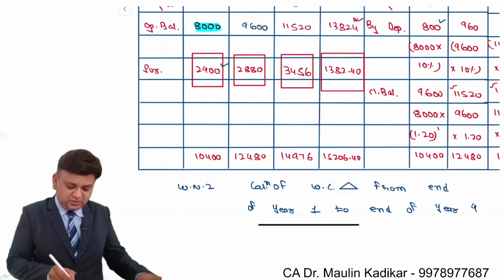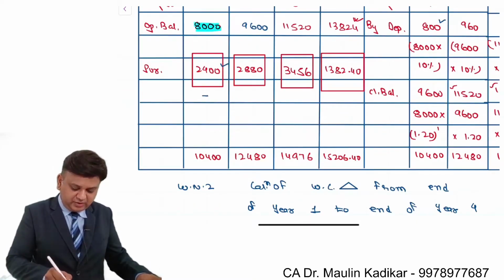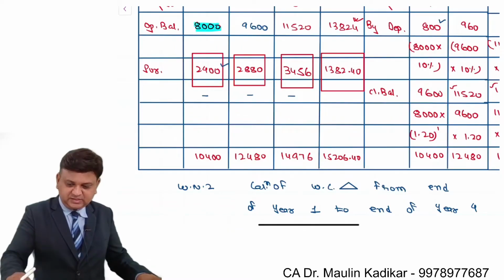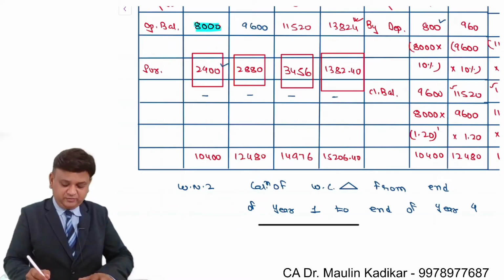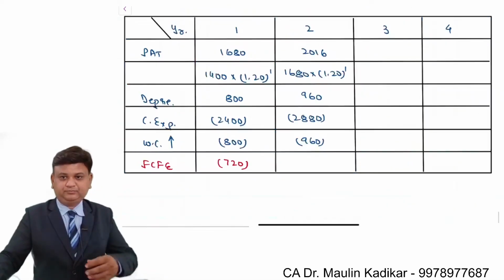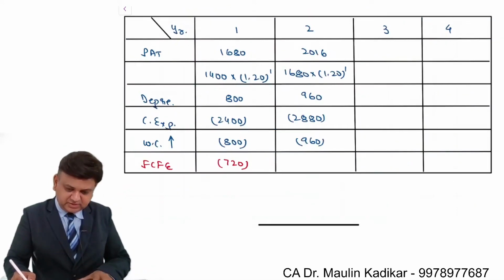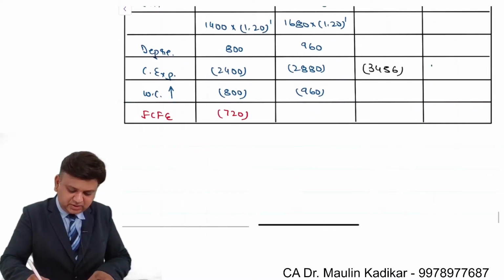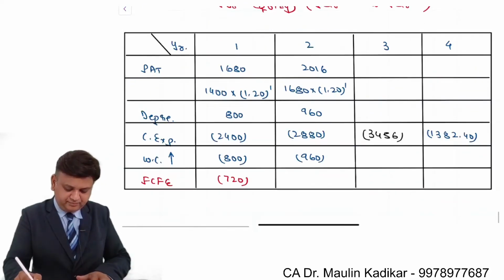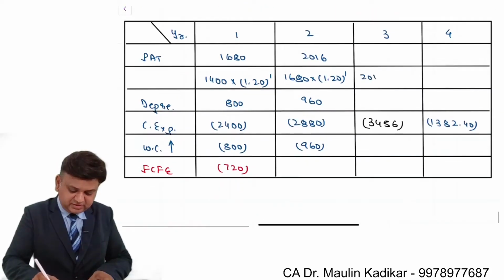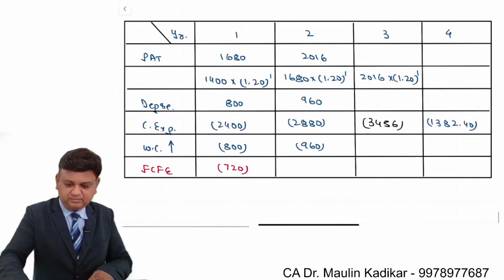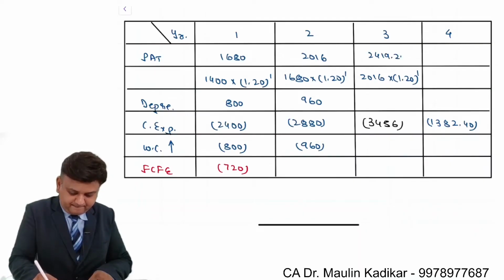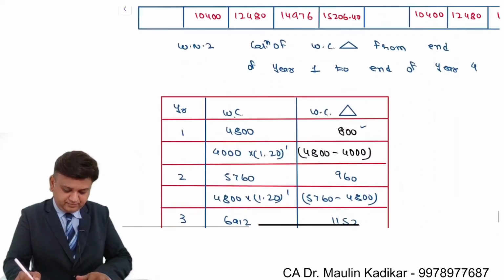Okay. So the purchase is 2400. Then it is 2880, 3456, and 1382.4. So for the third year it is 3456, and for the last year it is 1382.40. The profit after taxes will be 2016 into 1.2 raised to 1, 2419.2. For the fourth year it will be same, 2419.2. Next is depreciation.